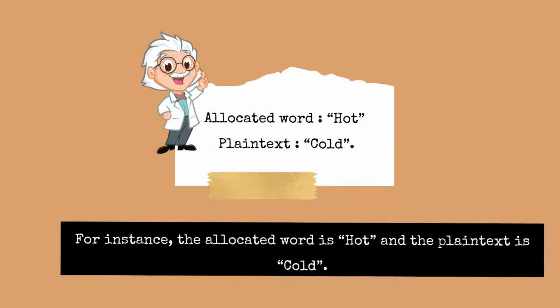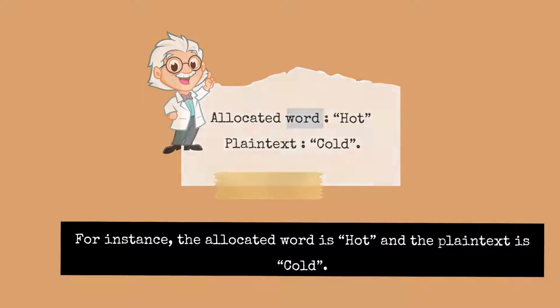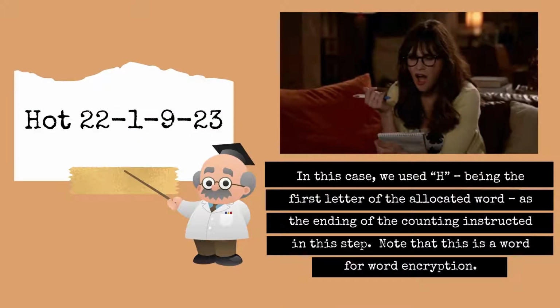For instance, the allocated word is hot, while the plain text is cold. As you can see, hot obviously has 3 letters only, and cold has 4 letters. To deliver the message using the Swiper No Cipher encryption, I will say hot 22, 1, 9, 23. In this case, we used H, being the first letter of the allocated word, as the ending of the counting for the last letter of the plain text, which is D, as instructed in this step. Always note that this is a word-for-word encryption.